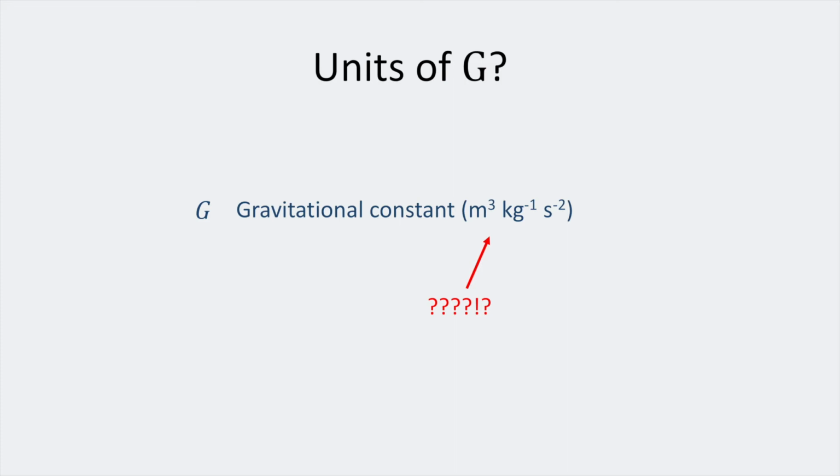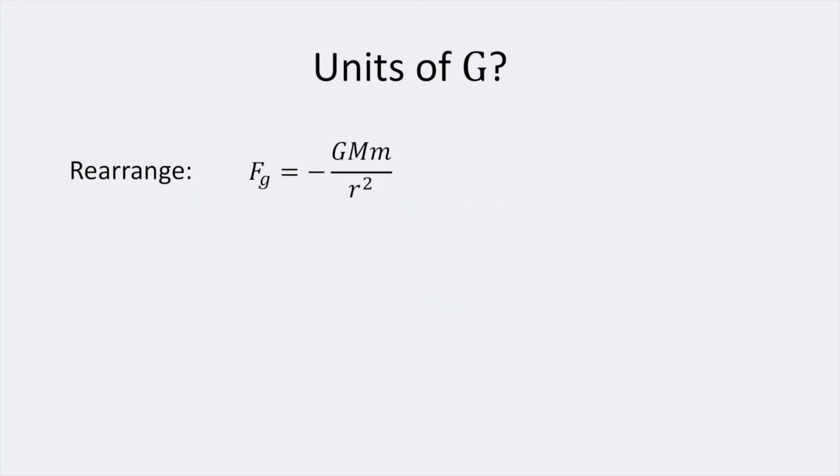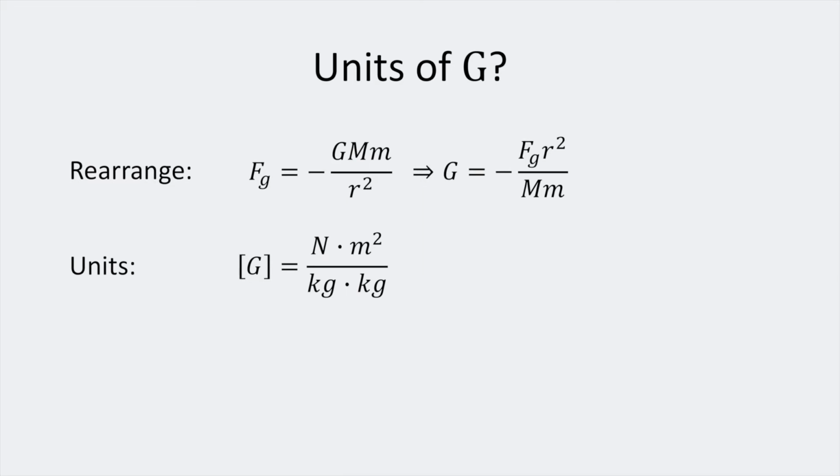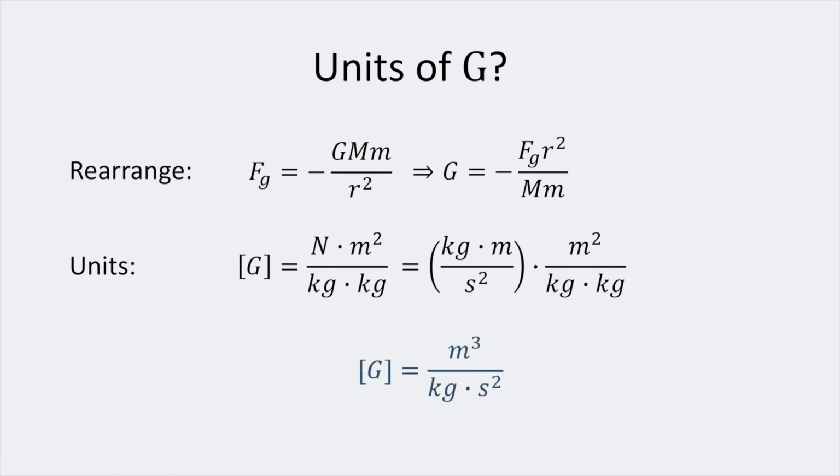Now, what about the units of capital G, this new gravitational constant? They look quite funny, but there is a neat way to figure out where these units come from. If we do like we did when we derived the units for gravitational field strength, we just rearrange the equation in favor of G. We know that the units of G is then newtons times meter squared divided by kilogram times kilogram. We know that newtons can be rewritten as kilogram meters over second squared. And now we just simplify. And what we get is that the units of G is meters cubed divided by kilogram times seconds squared.